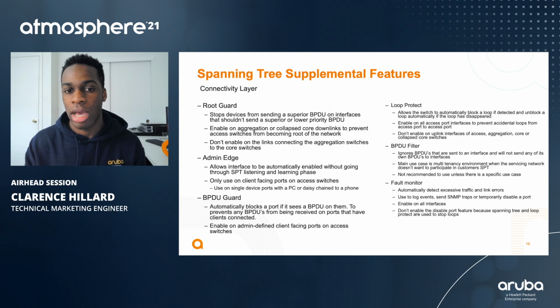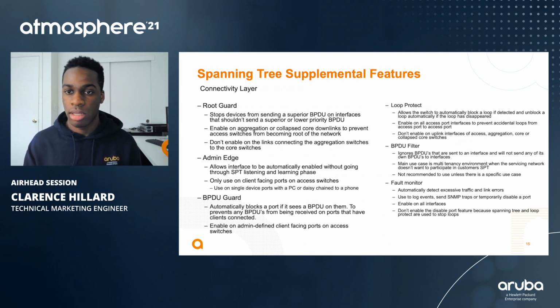priority. And then you have your admin edge, and this is on your access switches specifically. You're going to want to enable that just so ports can get enabled really quickly without having to go through the STP listening and learning phases as well. BPDU guard, this automatically blocks BPDUs from being sent on a particular interface. You're going to want this enabled on your access switches, so the downlinks facing the clients as well. So admin edge and BPDU guard are both going to be enabled on those downlinks.